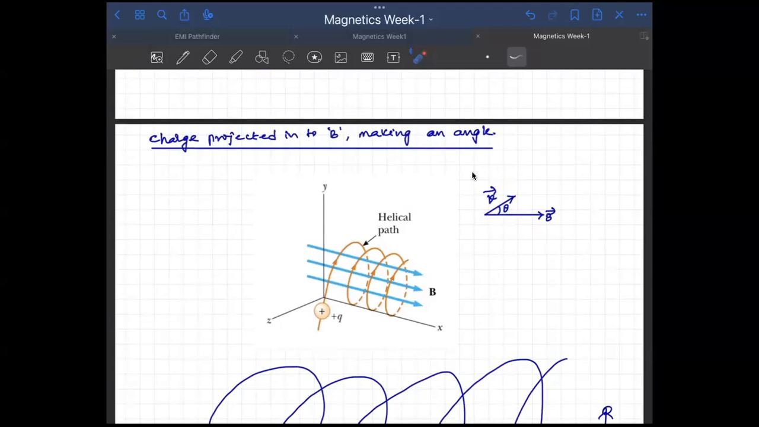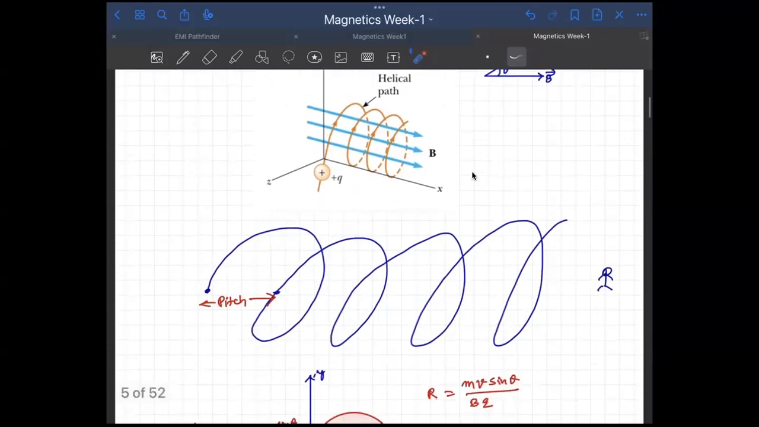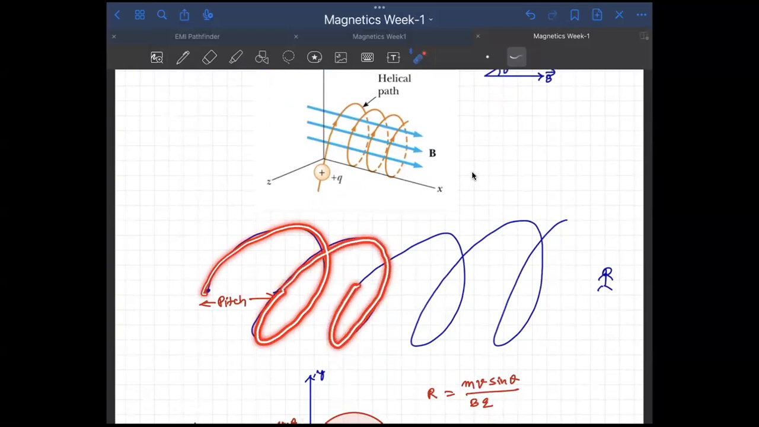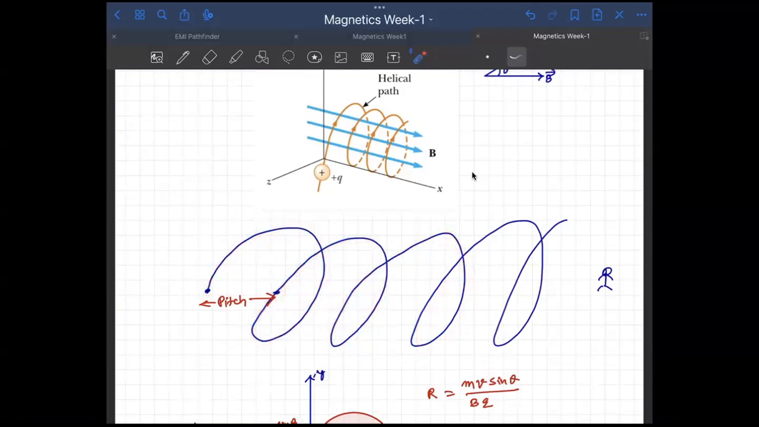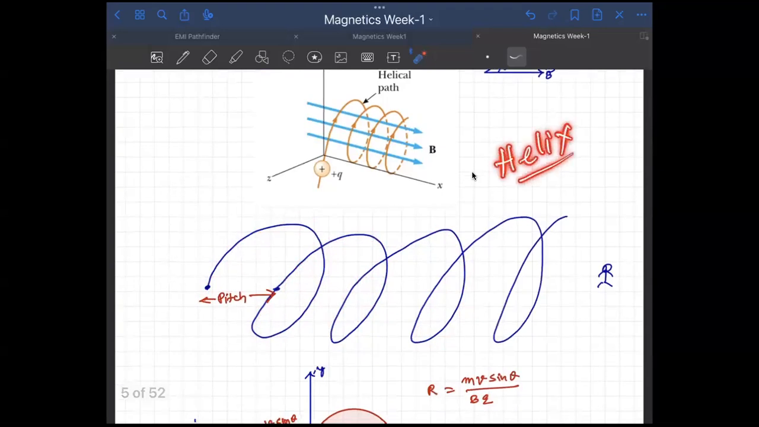You can assume two components. One component is along the magnetic field, another component is perpendicular to the magnetic field. The component perpendicular to the magnetic field will try to rotate the charge in a circular orbit. Whereas the component along the direction of the magnetic field will pull the circle. Instead, it follows a path like this. This is the path. And again, second repetition. And again, third repetition. Likewise, such a path is called helix. Helix. Helical path.